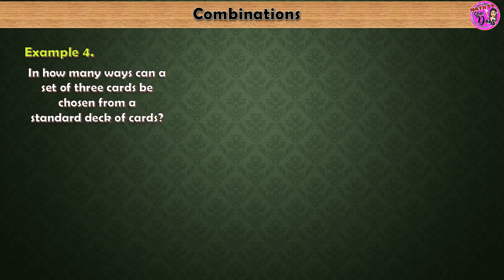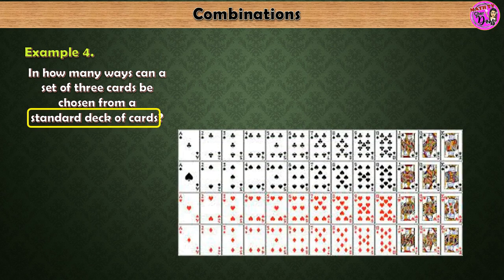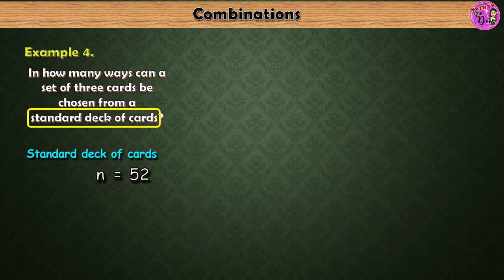Example number 4. In how many ways can a set of 3 cards be chosen from a standard deck of cards? Standard deck of cards means you have all or complete counts of regular playing cards from A to King. The standard deck of cards is 52. The value of n is 52. Then we're going to choose 3 cards. The value of r is 3.